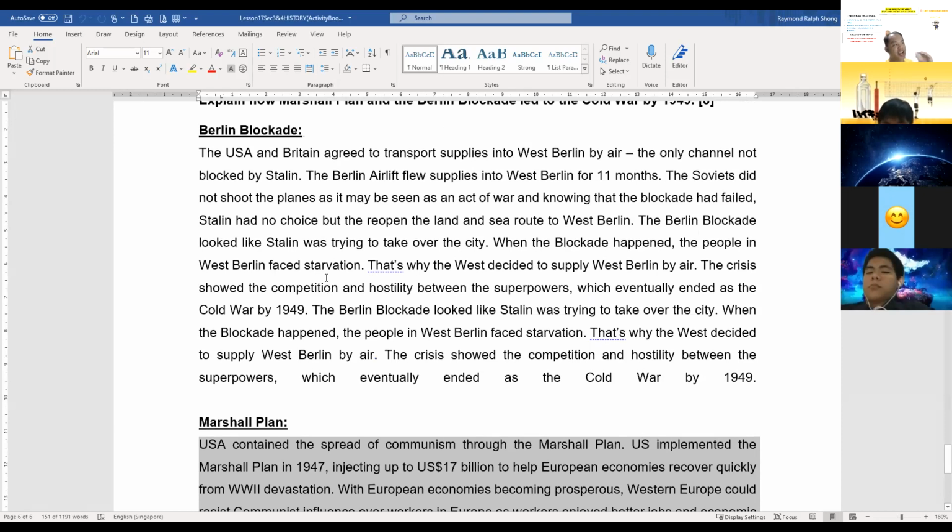The US and the Britain agreed. You see the double E inside? Stretch that sound: agreed, alright, not agree. Remember, agree, like I'm very touched. Stretch that sound, same as English, right? The US and Britain agreed to transport supplies, double P, supplies into West Berlin by air. If there's an R, there's an L. It's an S, it's a T sound, the T sound and the Y sound. You must really bite the words.